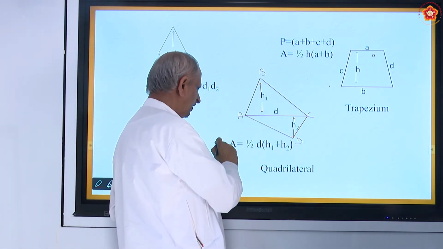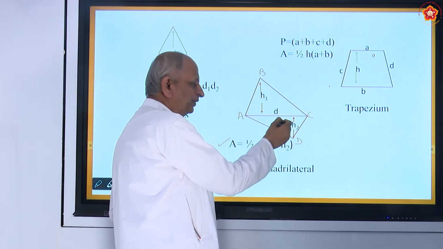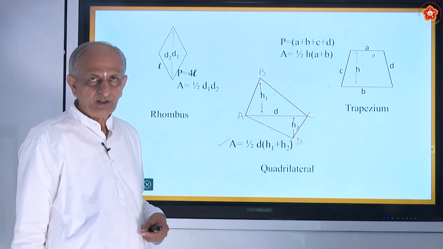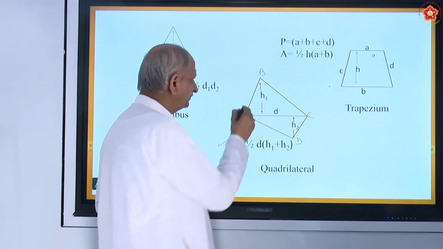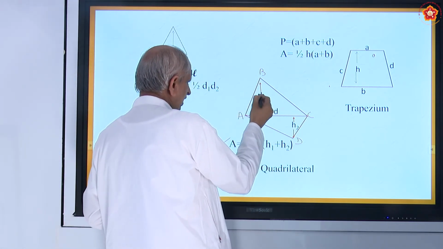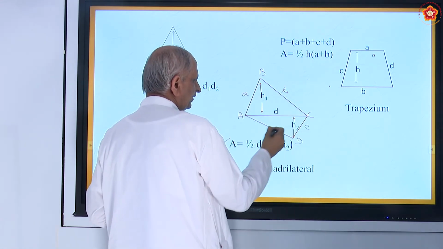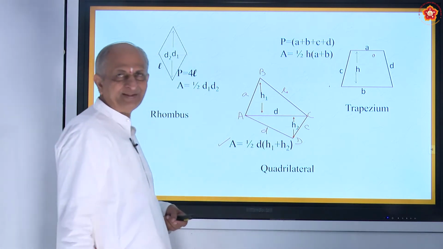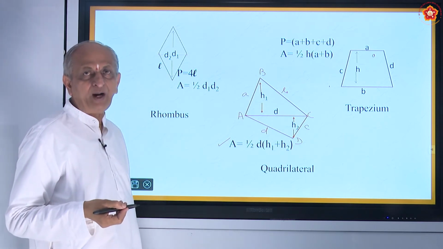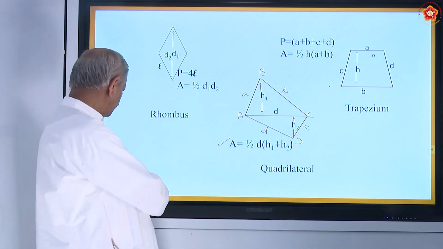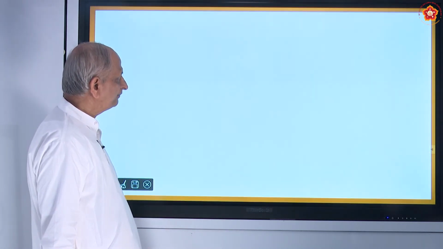In such a case, area is given by the formula half of d into h1 plus h2, and perimeter is the sum of all the sides. Suppose you have like this, maybe a, b, c, d. So a plus b plus c plus d, the sum of all the sides, will be the perimeter. So these are different kinds of quadrilaterals. Okay, this you have already studied, we are just reminding you of the formula.